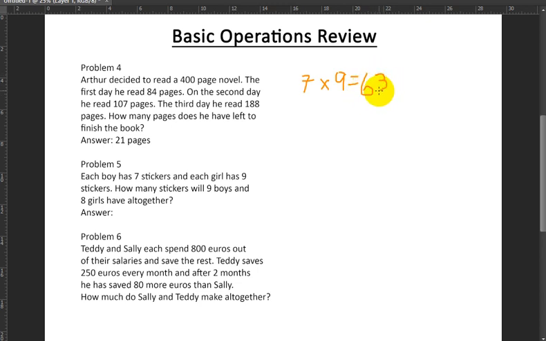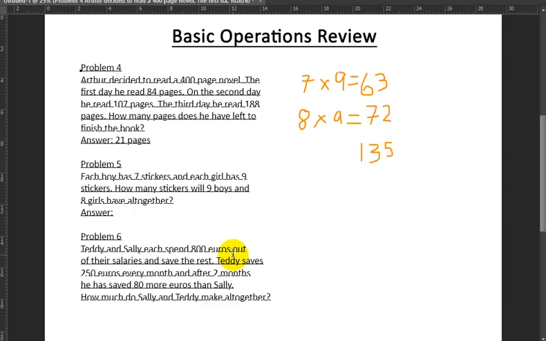And then the girls, since each girl has 9 stickers, 8 girls will have 8 times 9 stickers, which will give me 72. So altogether, they're going to have 63 plus 72, which, if I add these together, would give me 135 stickers. I added them because I want to find how many stickers they have altogether, which is usually a giveaway that you need to add the numbers.